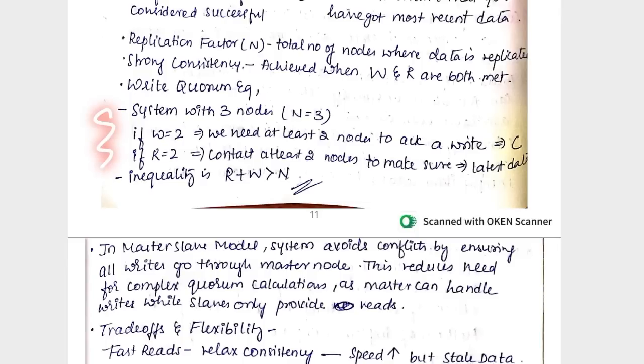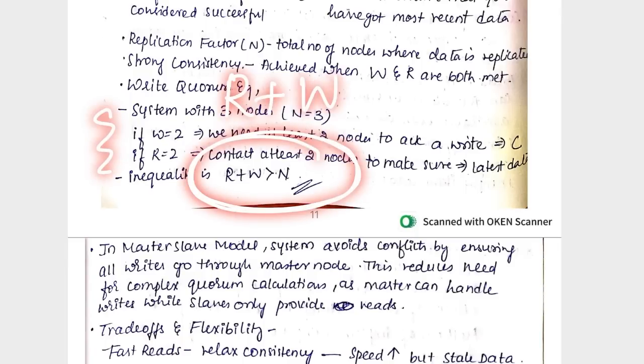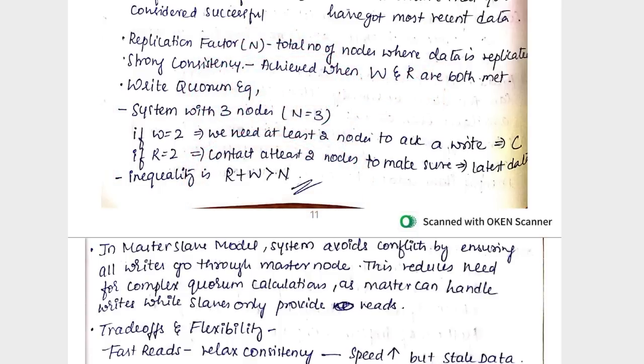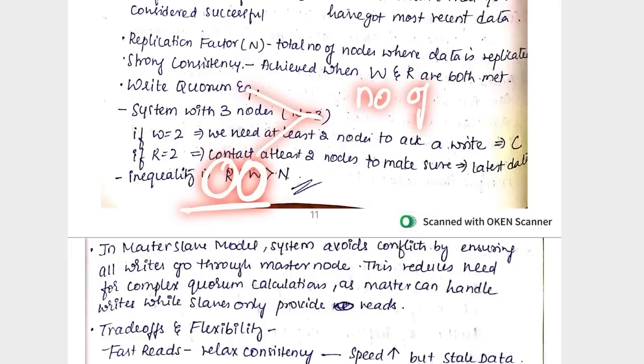By looking at these two conditions, we have an inequality which is generated, that is R plus W should be greater than N. That is, the number of nodes contacted for the read operation, or read quorum, plus the write quorum must be greater than the total number of nodes which are present in the system. So that's when this inequality is satisfied.